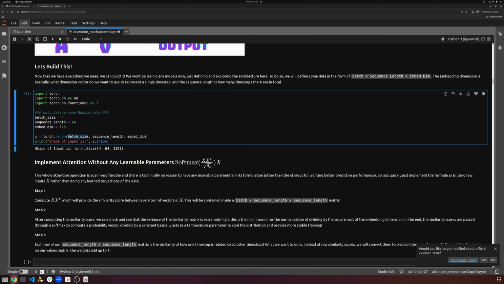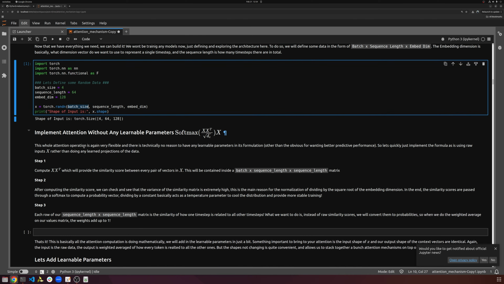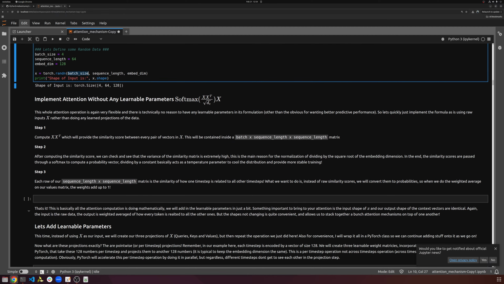We're not going to be working with the embedding matrix right now. We're going to assume that we already have embedded text. That embedding matrix will show up in the future when we actually implement Attention Is All You Need for translation. So for now, we're going to go ahead and implement attention without any learnable parameters.